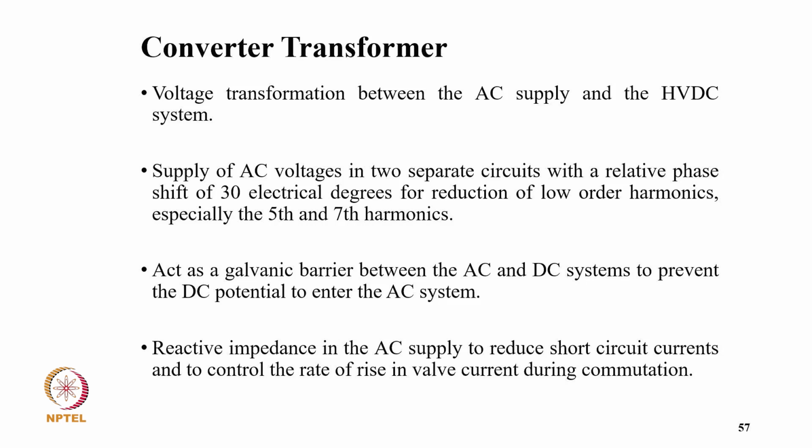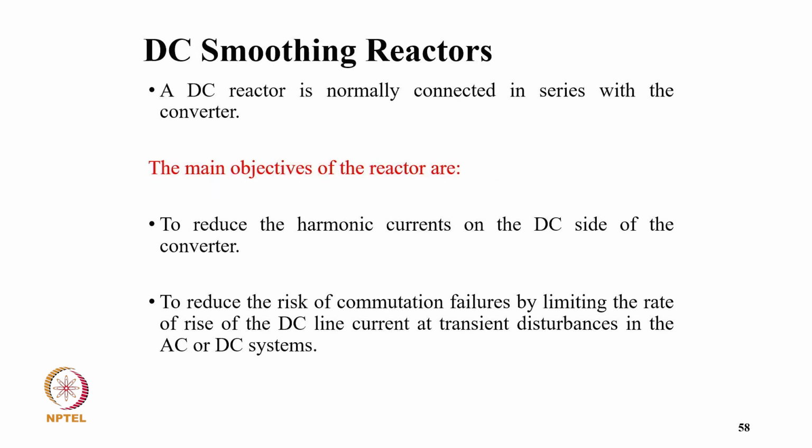The converter transformer provides voltage transformation between the AC supply and the HVDC system, and the supply of AC voltage in two separate circuits with a relative phase shift of 30 degrees for reduction of low order harmonics, especially the 5th and 7th harmonics. It acts as a galvanic barrier between the AC and DC system to prevent the DC potential from entering the AC system, and provides reactive impedance in the AC supply to reduce short circuit current and to control the rate of rise of the valve current during commutation.